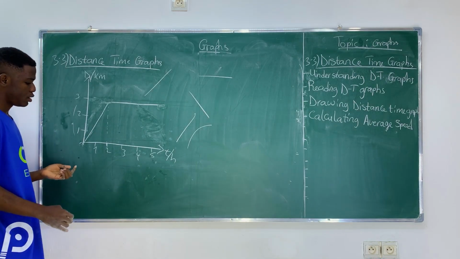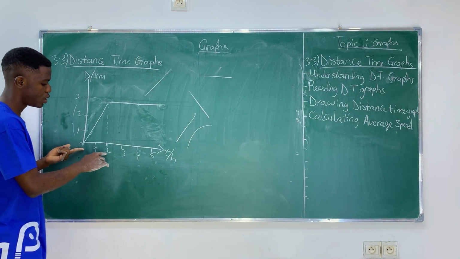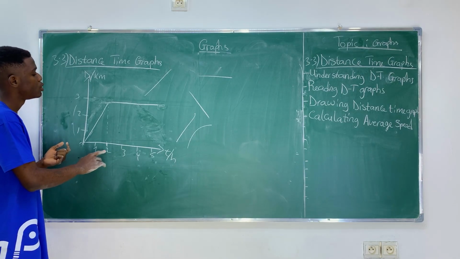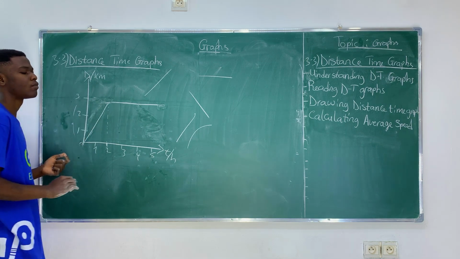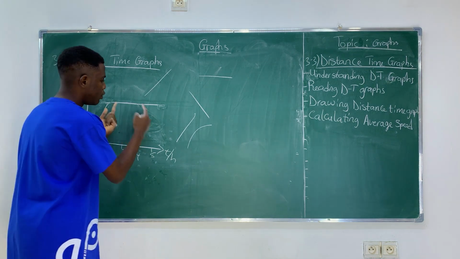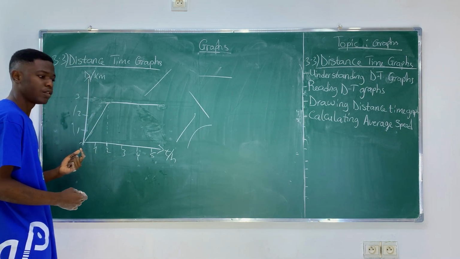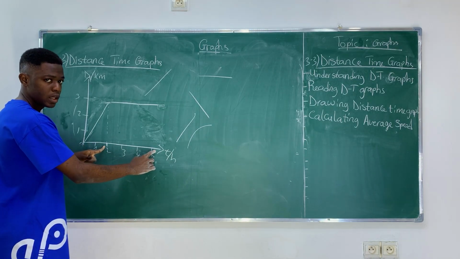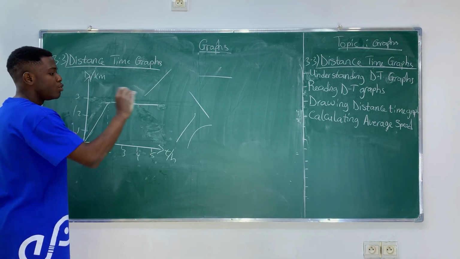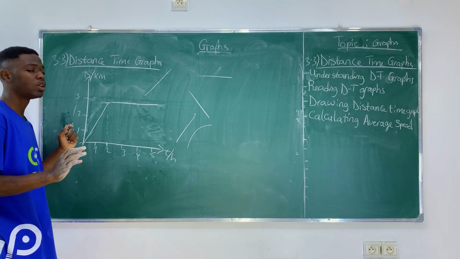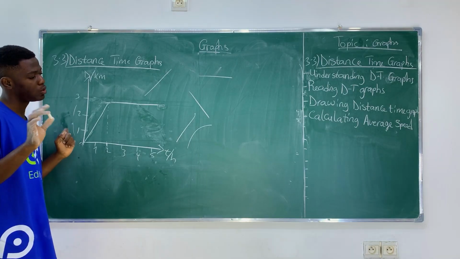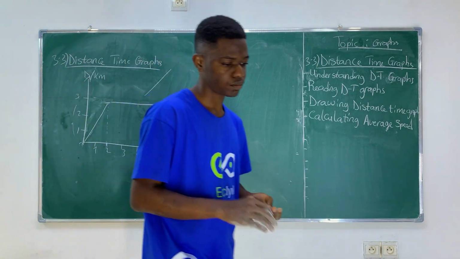So here you say from the 0 to the second hour, the person moved 3 kilometers with a constant speed. That's only this part. Or for this part, you say from the 2nd to the 5th hour, the person stopped moving, or the person was not moving, or the person stopped. Just like that, you have described it.